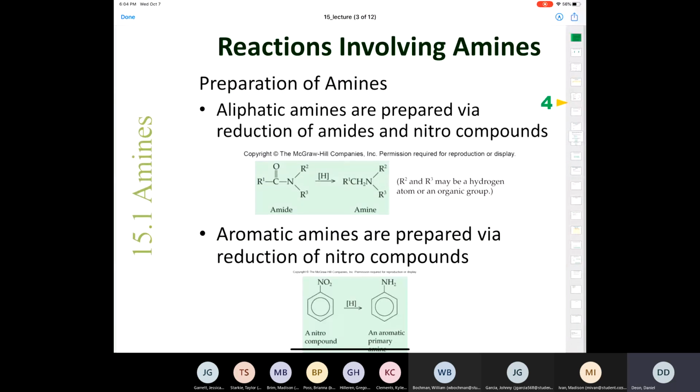Okay, reactions involving amines. Just give me 1 second here to grab a drink of water.